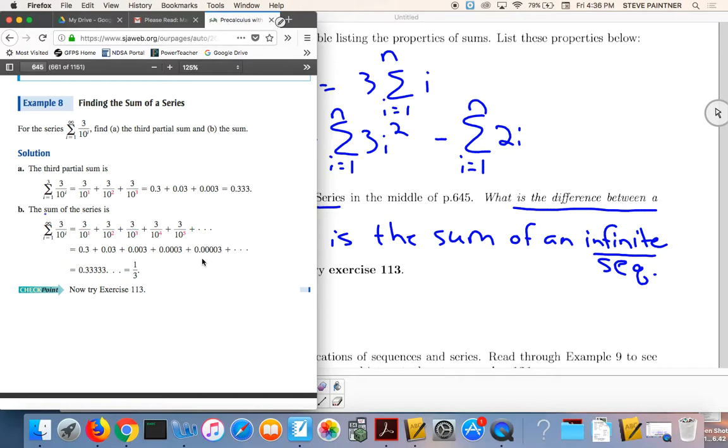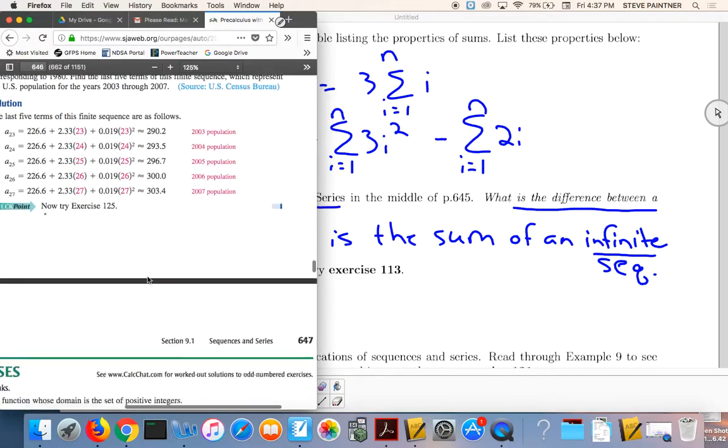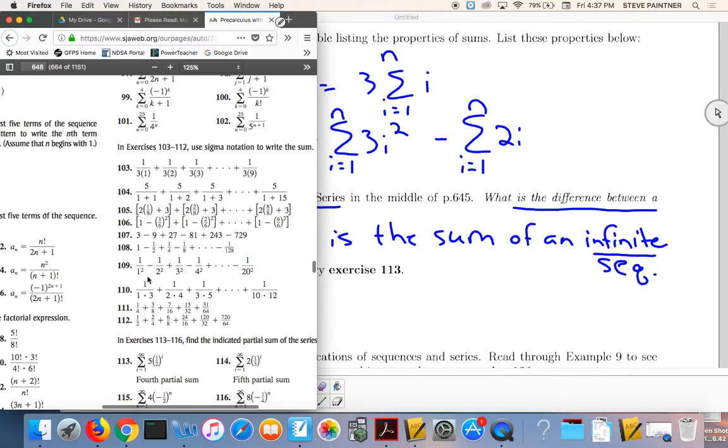If you can't see that, pause the video and take a minute to look at why that's true. Well, 0.333 repeating is just equal to 1/3. So this is an instance where we have the sum of an infinite sequence, or we call it the sum of the series, and it actually turns out to be a number, 1/3. And that's kind of interesting, how you could add infinitely many numbers together and still get a finite sum. Okay, now we need to look at exercise 113. So scroll down to our exercises, find 113.